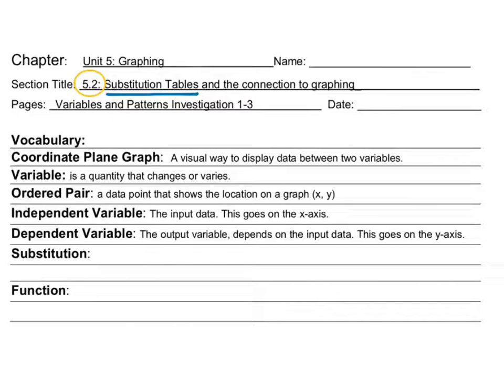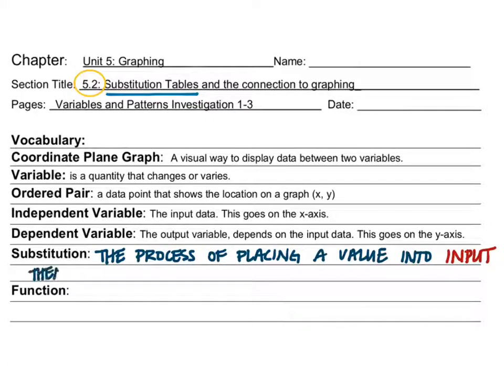So here we go to start us off with substitution. We write down that this is a process that we place values into the input, and then we evaluate this to get an output. We're going to place one value on the input, do whatever it's asking us. There's multiple operations because we're going to be using equations, so whatever the operations are telling us to use, and then we're going to get the output for that particular input.